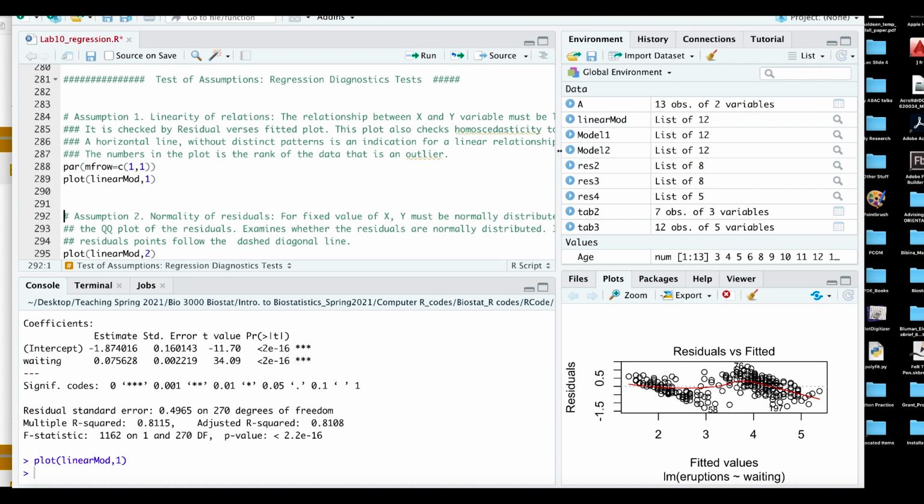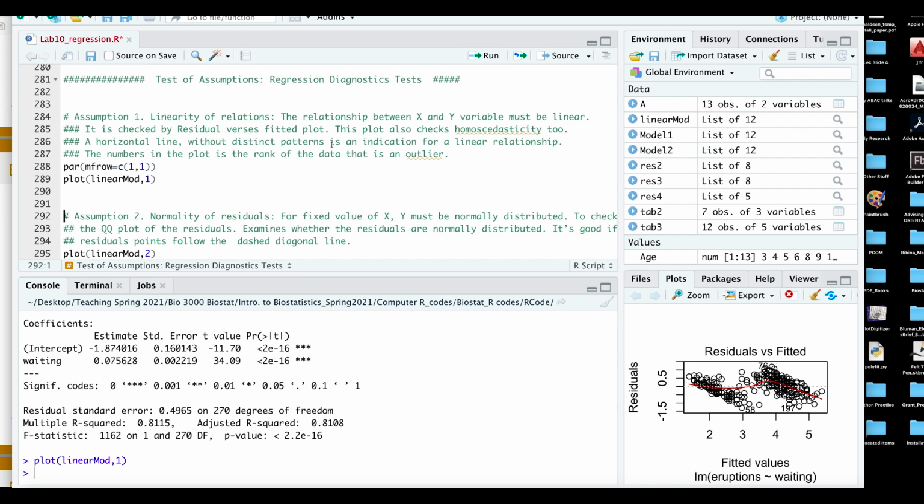So look at this, the linearity of the relation I mentioned here. The relationship between the x and y variables must be linear. It is checked by the residual versus fitted plot. This plot also checks homoscedasticity, that is, whether it spreads more on one side and less on the other side or not. A horizontal line without a distinct pattern is an indication of a linear relationship. The numbers in the plot are the ranks of the data that are outliers. You see that there are some numbers, they are the outliers.